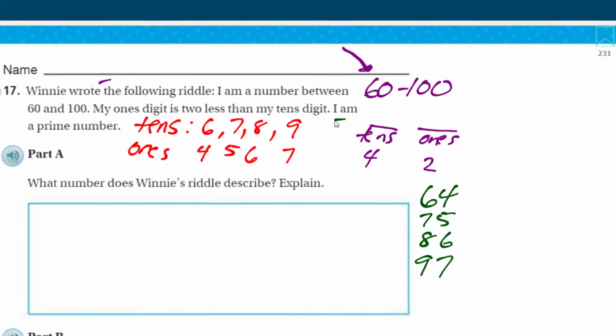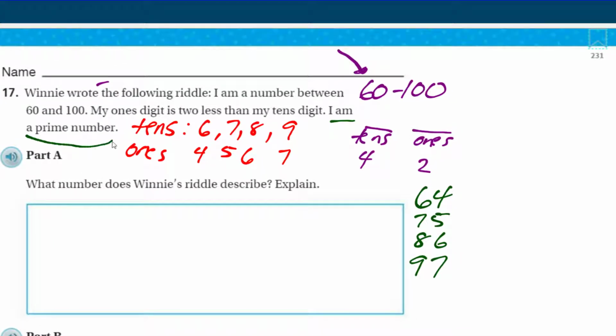But here's the thing. It says here, I am a prime number. And remember we learned about prime numbers? Exactly 2 factors. That's right. So 64, that's an even number. Okay, and an even number means that it's going to have a factor of 2. You can take 64 divided by 2 and get a whole number, no remainder. And 32 would be 32 times 2. So 64 is out of the running because it's not prime. And that's also true for 86 because that's also an even number, which means you could divide that number by 2. All even numbers are divisible by 2.